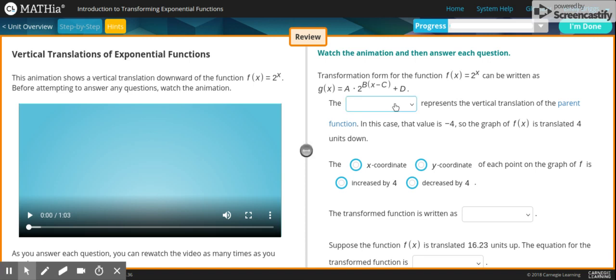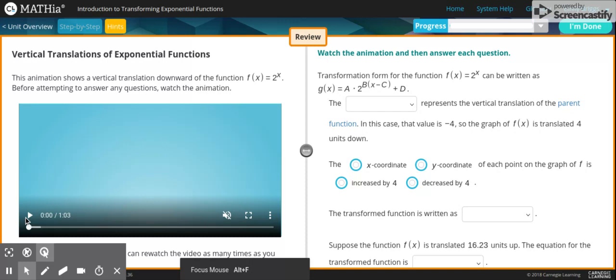Hi guys, so today we're going to be doing the introduction to transforming exponential functions. Over here you have to watch the animation. So I'm just kind of going to watch it without sound because I don't want to disrupt the whole class.